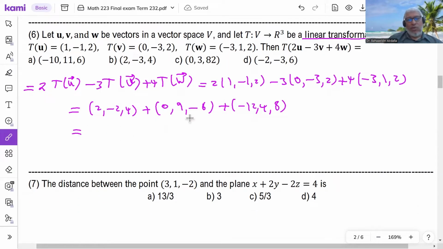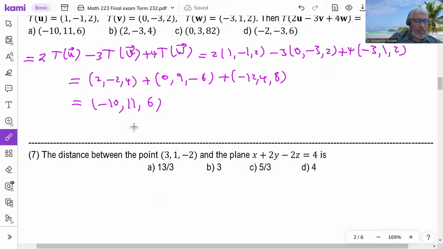So 2 plus 0 minus 12 is -10. -2 plus 9 is 7, plus 4 is 11. 4 minus 6 is -2, plus 8 is 6. So that's the answer.